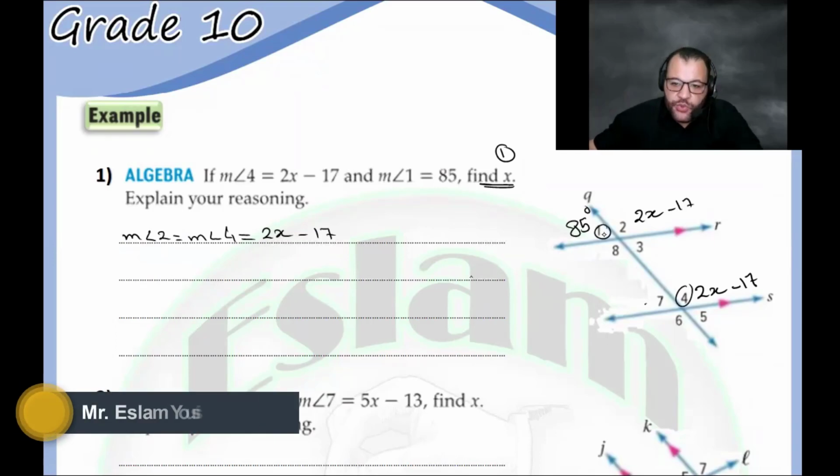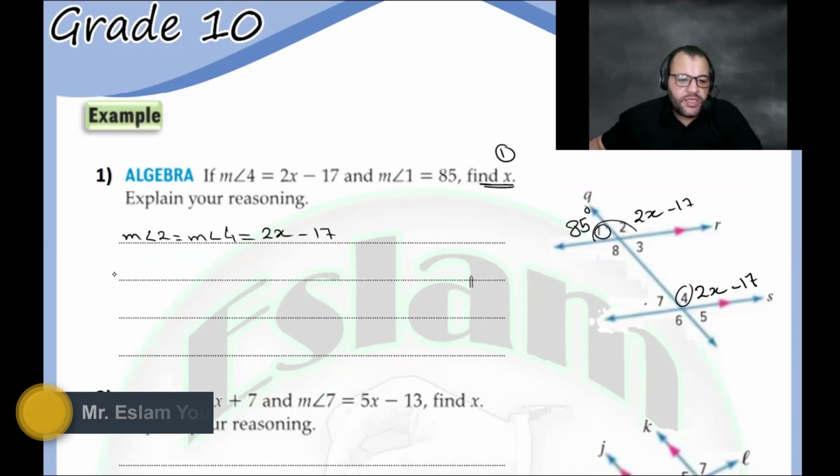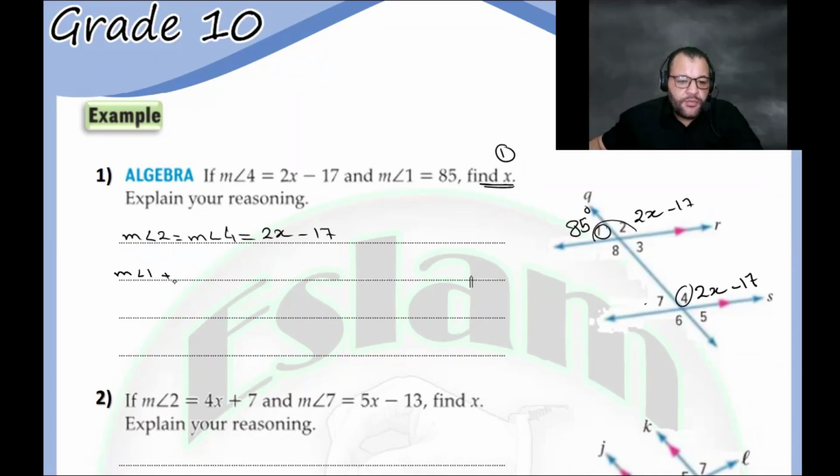What is the relation between angle 1 and angle 2? They are supplementary because they are drawn on the same straight line. So we can say that the measure of angle 1 plus the measure of angle 2 equals 180. So we can say that 2x minus 17 plus 85 equals 180.